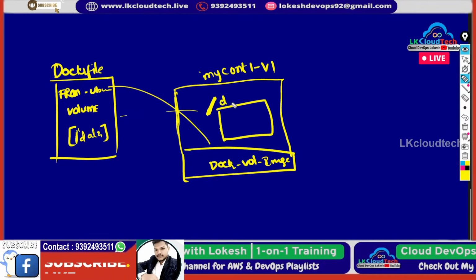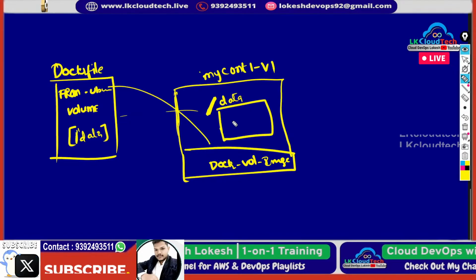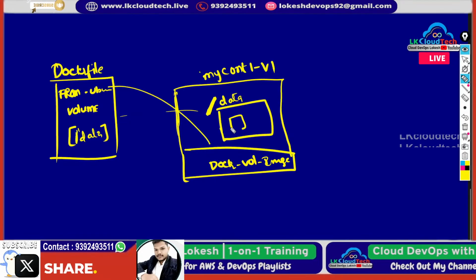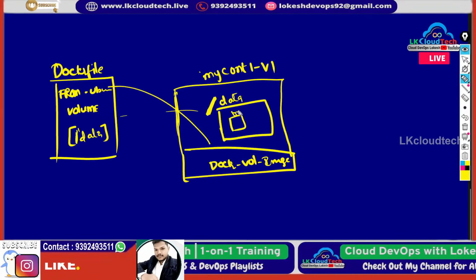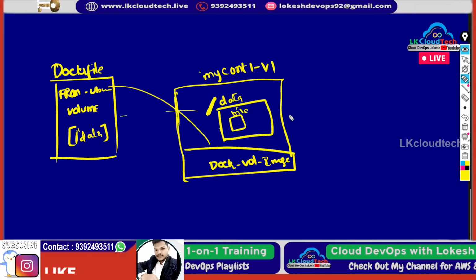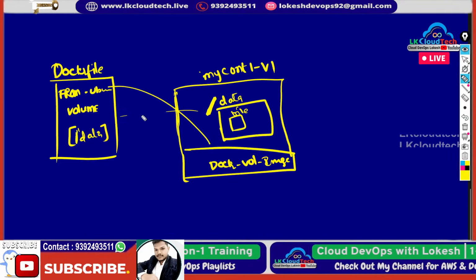Okay, this is data. Inside data, we have created a file. What is a file? Some file we created. A volume file, something. One file we created. Clear? Yes. Till now we have done that.